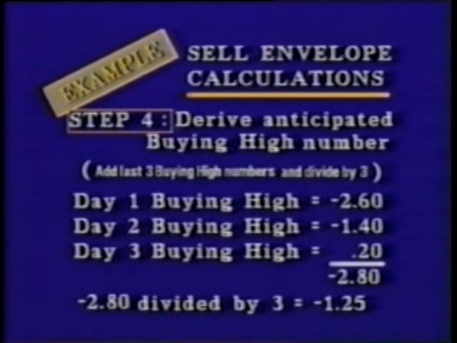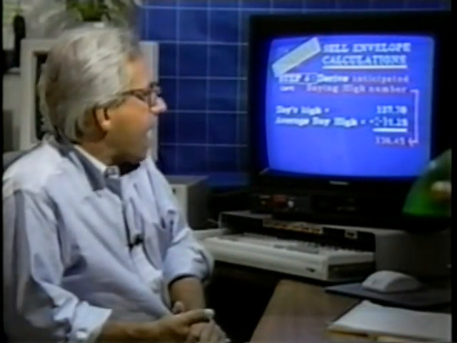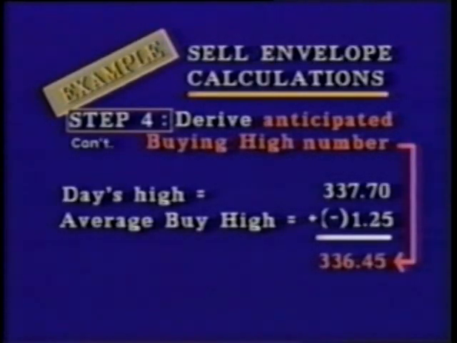We add those 3 numbers, and we get minus 2.80. We divide them by 3 to average them, and we get a minus 1.25. This is how far, on average, below, in this case, we think tomorrow's high will be. And with that number, we take the day's high, and we add it. Now remember, when we're adding a negative number, it's going to be lower. So we take 337.70, we add the negative 1.25, and we get a number which is 336.45, or the number in red. This is going to be the 4th number in our cell envelope.